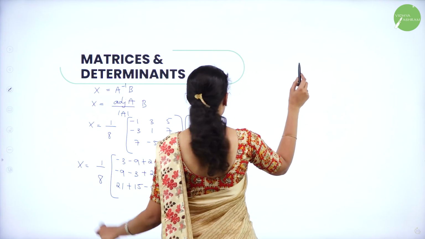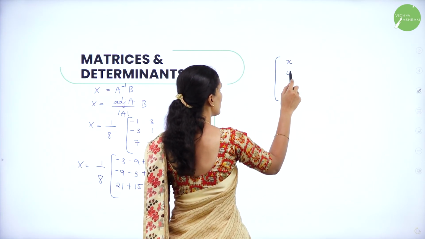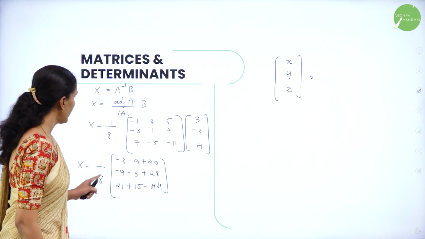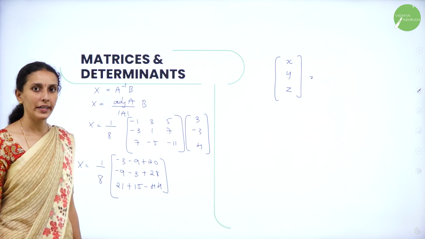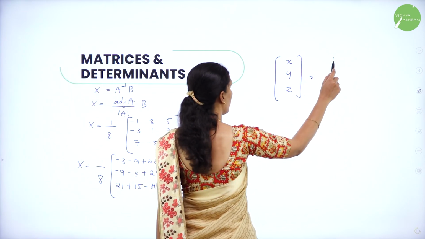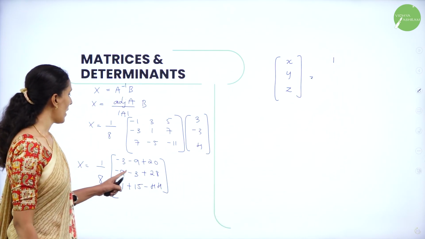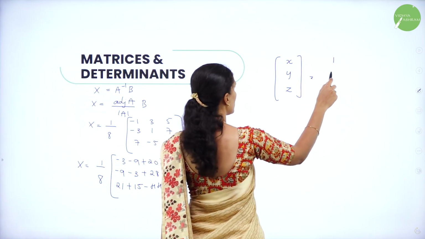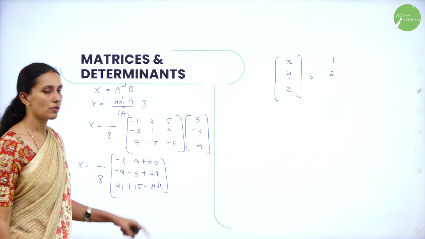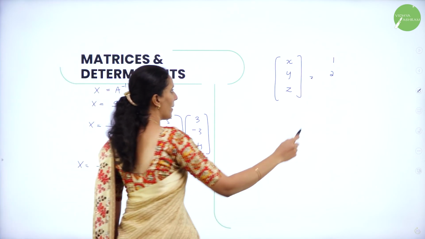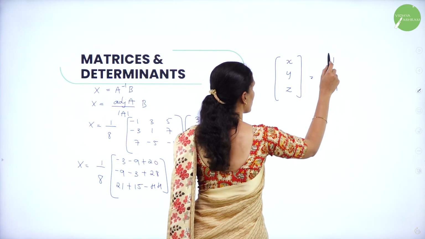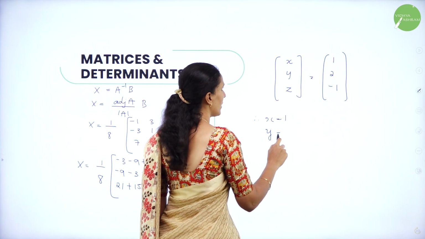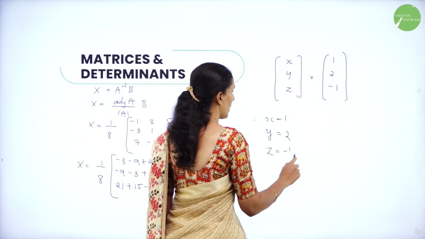So here let's take X in the form of x, y, z. Now, add the values divided by 8. So it is minus 12 plus 20, 8. 8 by 8 is 1. Next, we have minus 12 plus 28. It is 16. 16 by 8 is 2. Next, we have minus 36 minus 44, which is minus 8. Minus 8 by 8 is minus 1. So therefore, the value of x is 1, y is 2, and z is equal to minus 1.